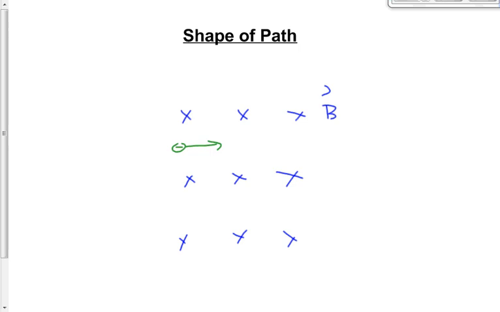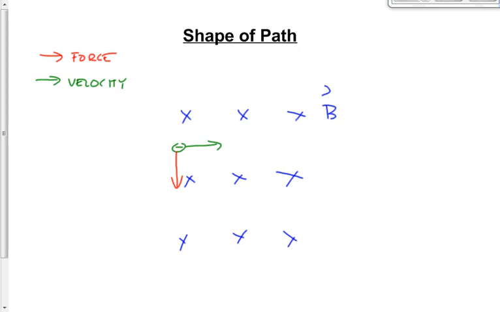Thumb in the direction of the particle, fingers field, palm points which way? Palm points, Maddie? Down the page, right? So the magnetic force here is down the page. We're going to say red is going to represent the force, and green is going to represent the velocity. So it's moving, in this case, to the right, but it experiences a force downward.